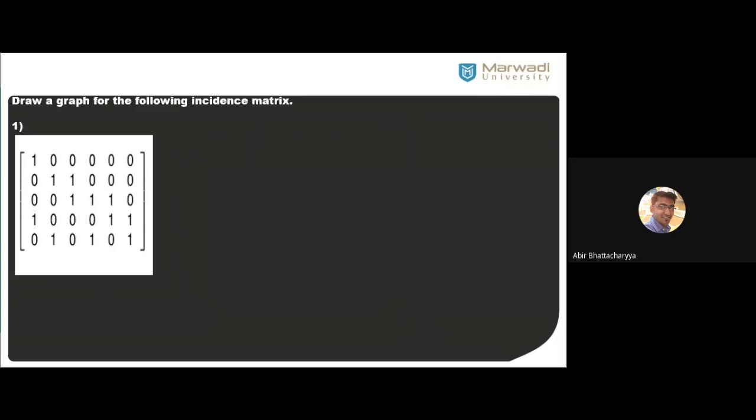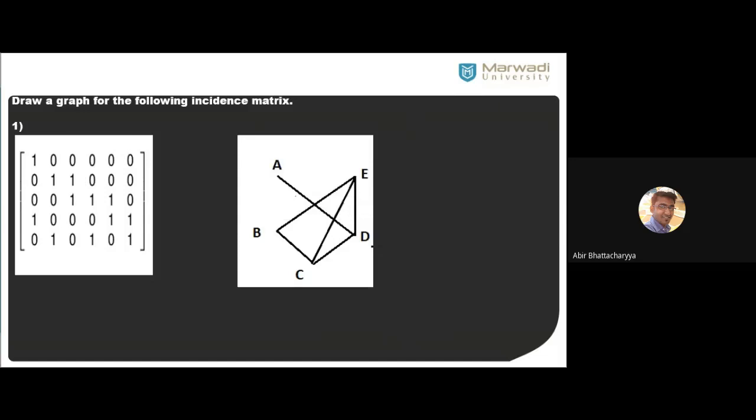Okay, so if you observe, this graph is like this manner. Check whether it matched with yours or not. Check whether it's matched with you or not. The incidence matrix. Were you waiting for anything? Anything you were waiting for?